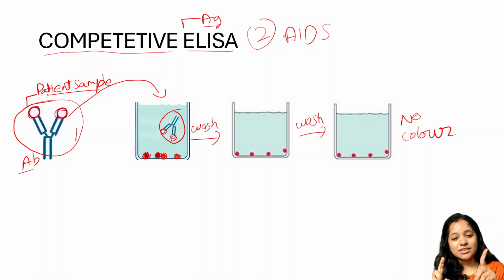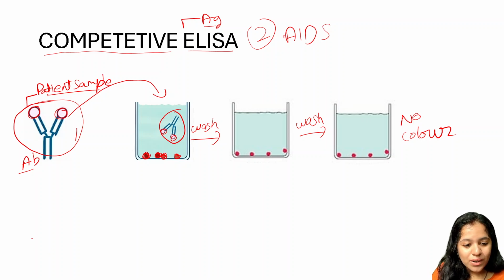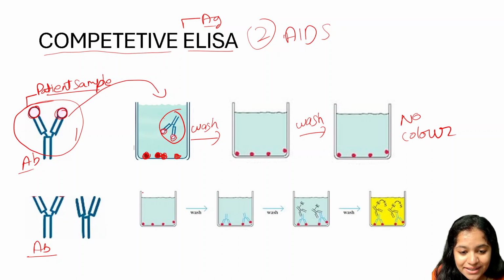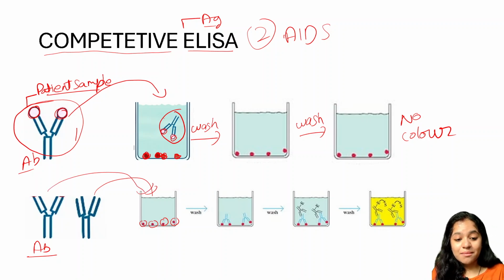Now I'll take another patient sample. This patient I was suspecting, but the patient doesn't have AIDS. The patient is not positive for HIV. So I'll again put the patient sample with this antibody. Since this patient sample doesn't have the HIV antigen, what will happen? It won't bind. It will only have the antibody. So when I take my microtiter well pre-coated with the same HIV antigen and add this complex, in this complex my serum didn't have the antigen, so the antibody is free to come and bind here.